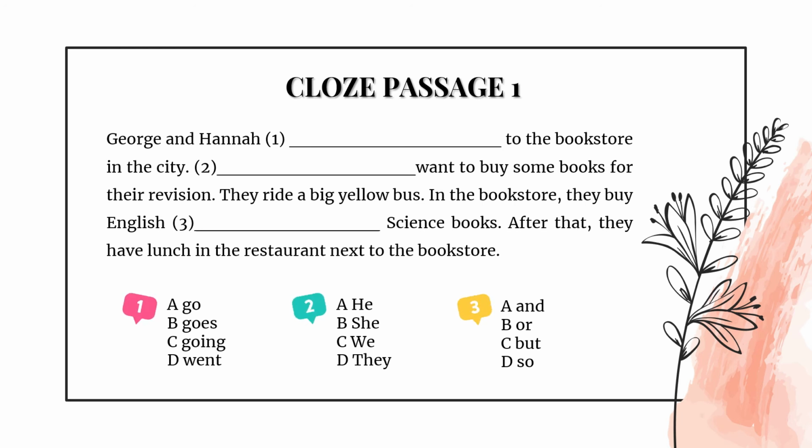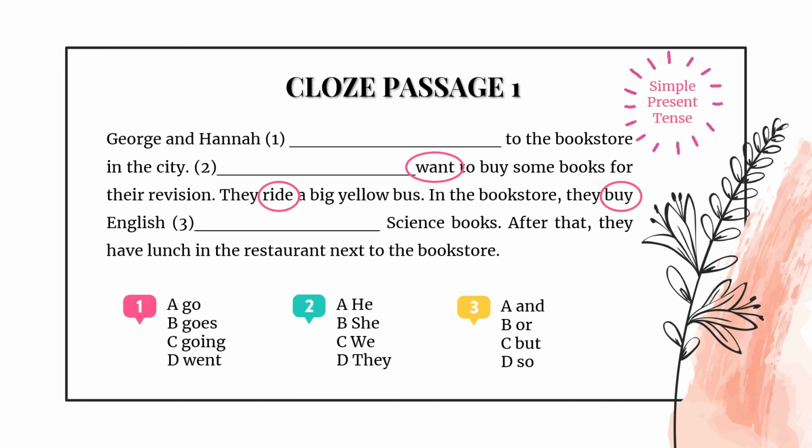Before you answer the questions, you need to look at the text. Either the text is in simple present tense or in simple past tense. Now, we look at a few words here. 1. Ride and also buy. These are in simple present tense or in simple past tense. Very good. All of this is in simple present tense.